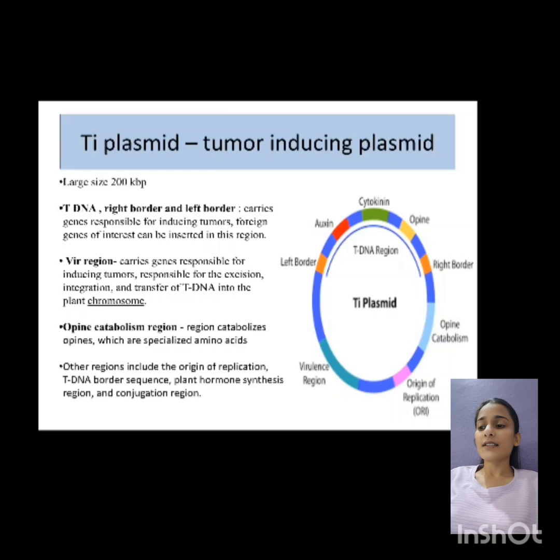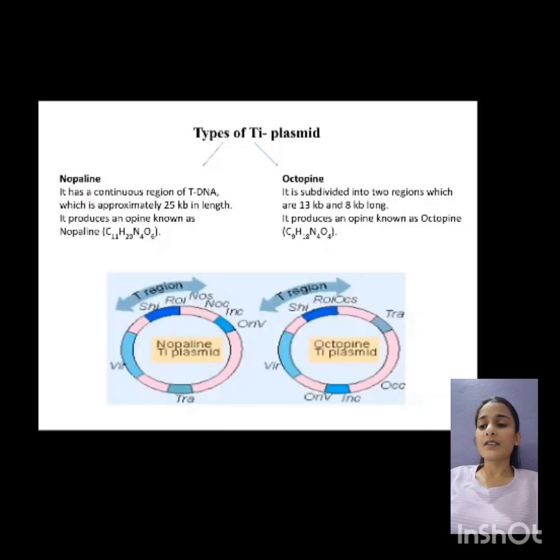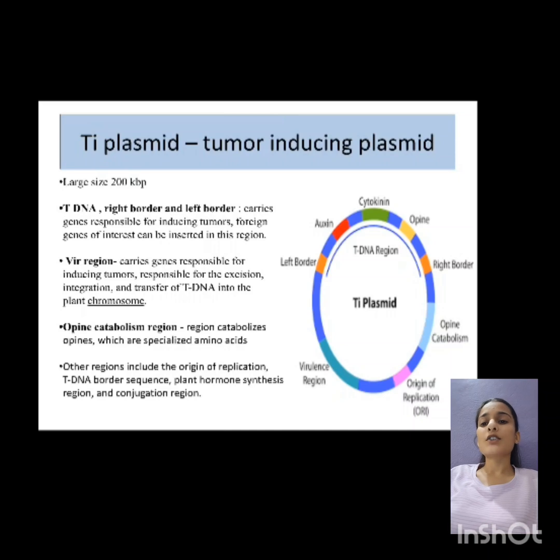So next is the opine catabolism region, that is the region that catabolizes opines which are specialized amino acids. As opines are very important, they are the source of energy for the bacteria, as they contain the opine catabolism region in their plasmid. And other regions include the origin of replication, tDNA border sequence, plant hormone synthesis region and conjugation region.